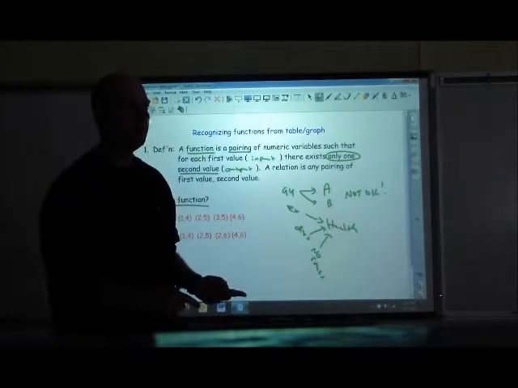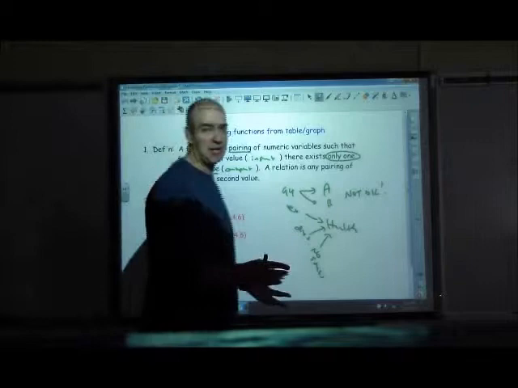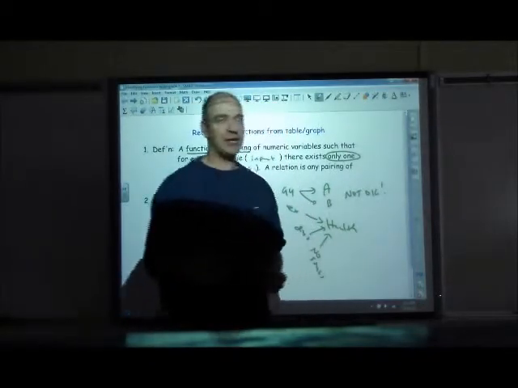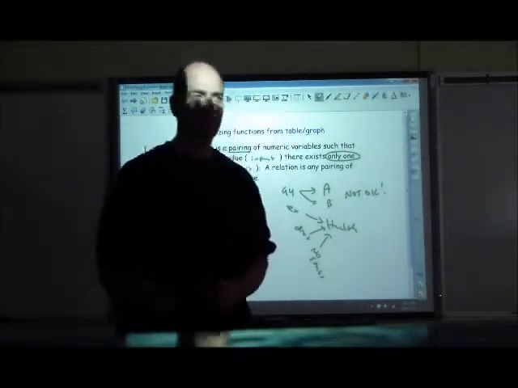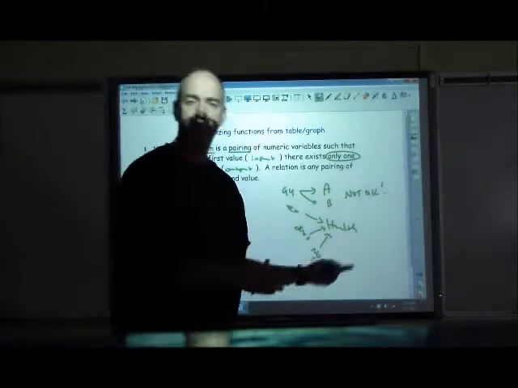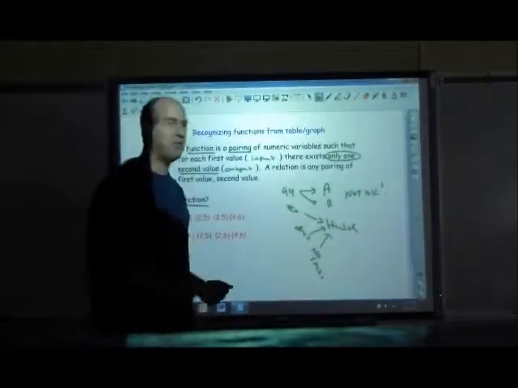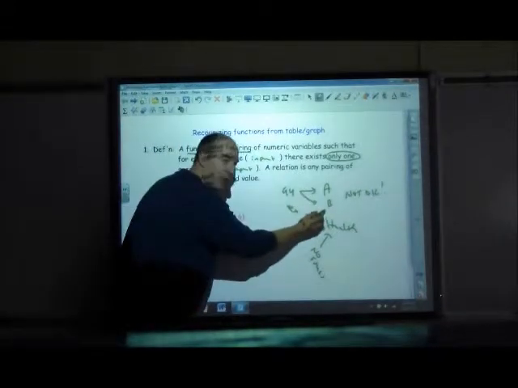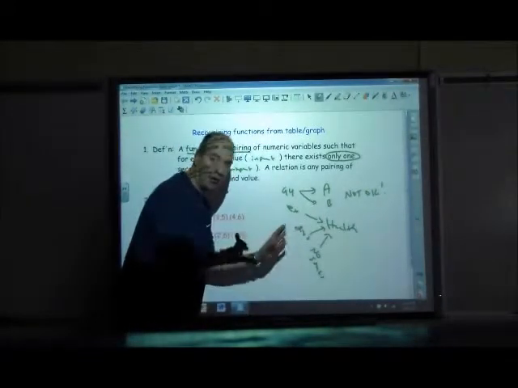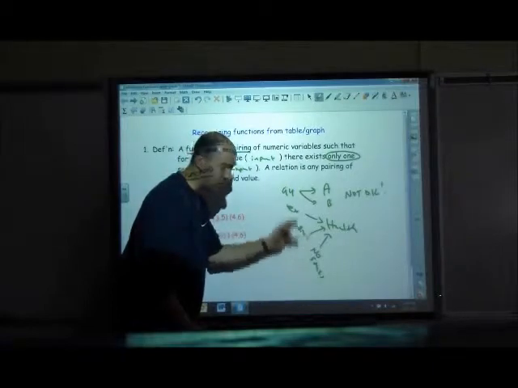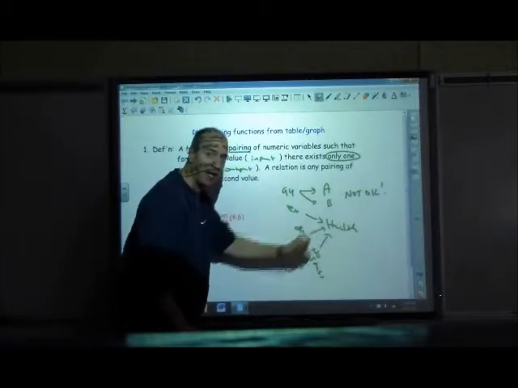There are lots of people on the lake. Some people will say being on the lake leads to fishing. Some people say being on the lake leads to water skiing. Some people say being on the lake leads to suntanning, or whatever it might be. So we have to be careful. One input with more than one output, not okay. Different inputs with the same output, hey, that's okay.